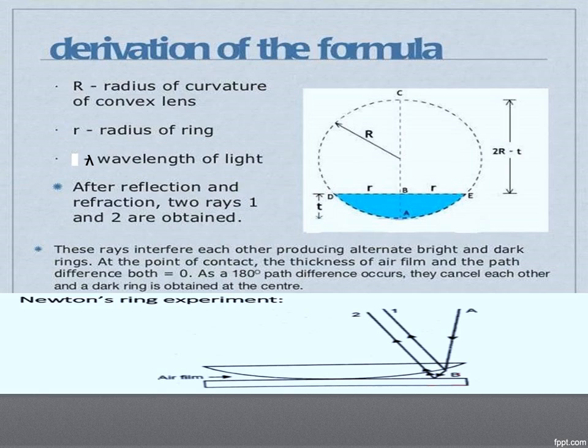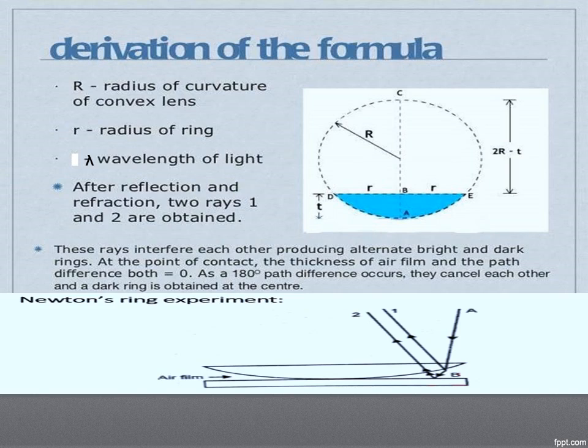As a 180 degree phase change occurs, they cancel each other, because one part is reflected with a 180 degree change, that is, the crest becomes a trough. So when the crest of one part interferes with the trough of the other, they cancel each other and a dark ring is obtained at the center.